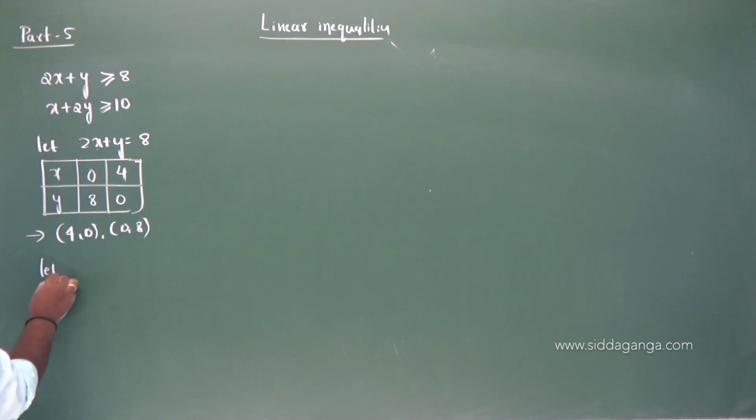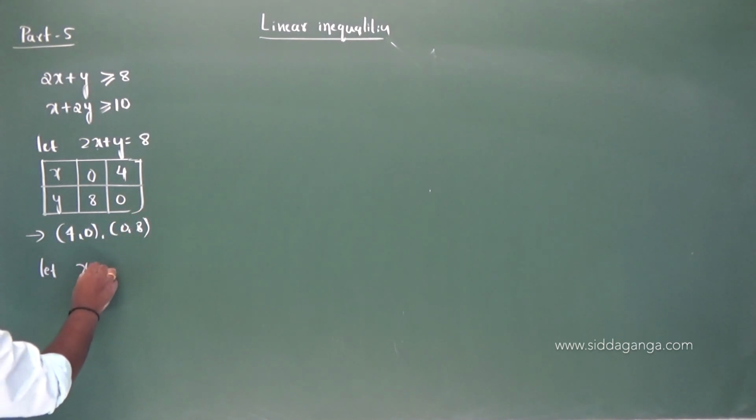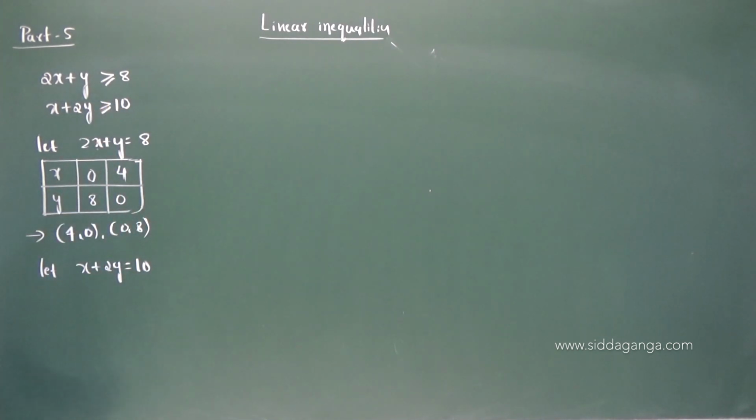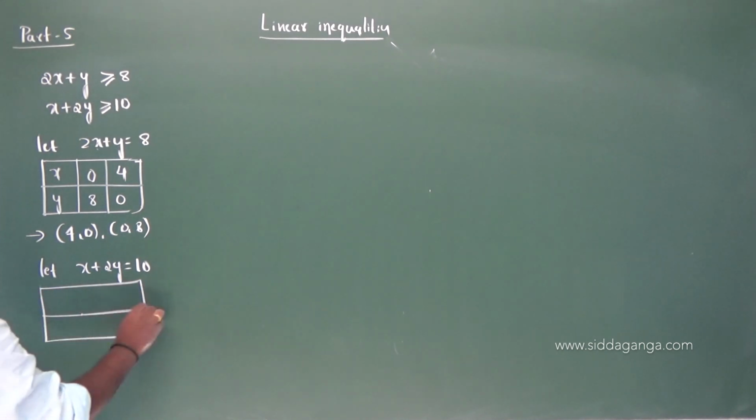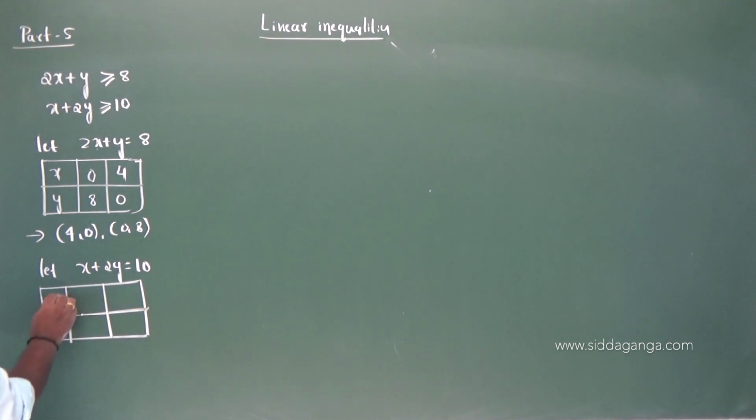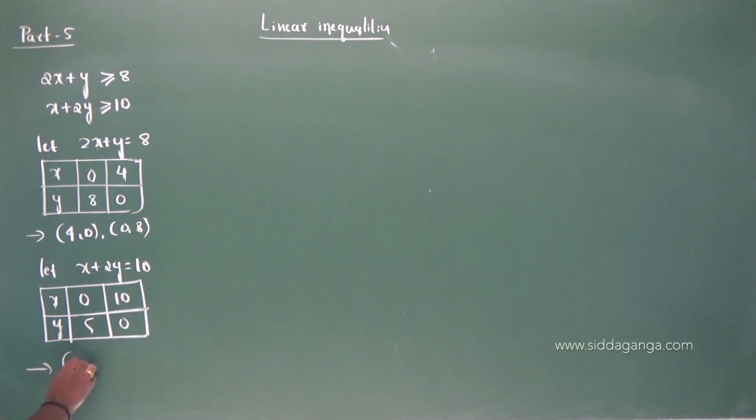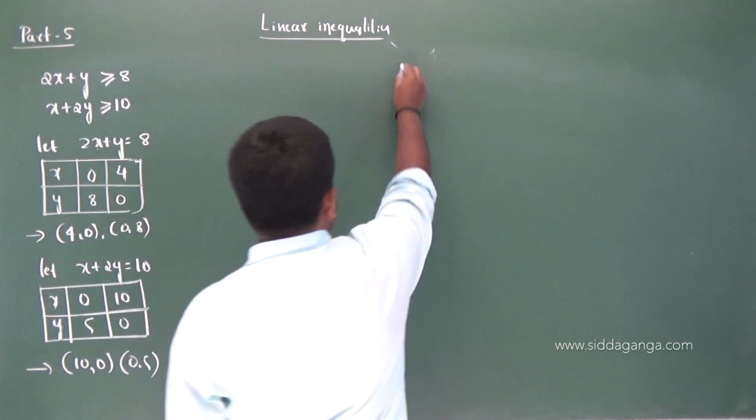The second line, x plus 2y is equal to 10. When x is 0, y becomes 5. When y is 0, x becomes 10. So it passes through (10, 0) and (0, 5). So, let us draw the lines.